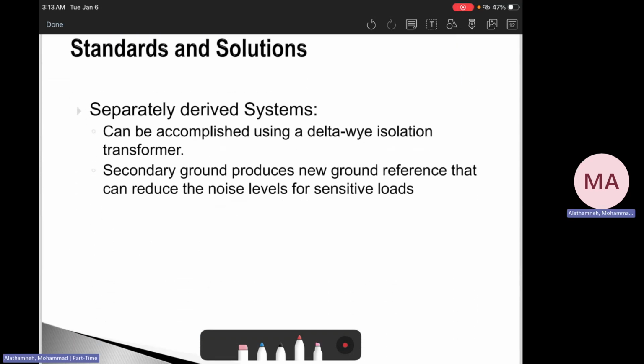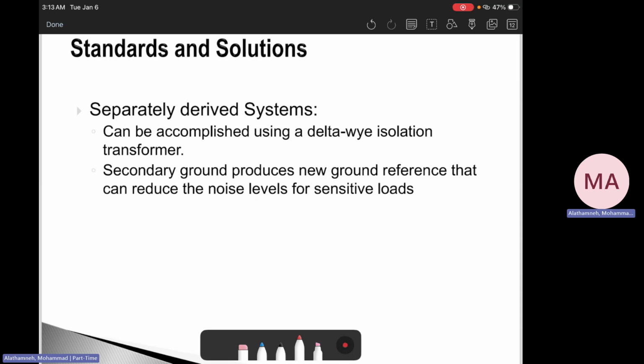Separately derived systems. A separately derived system means you intentionally create a new source, often via an isolation transformer with a delta-Y transformer. The delta side can block certain harmonics and zero sequence currents. The Y side provides a new neutral and new grounding reference at the secondary. Then you can bond neutral to ground at the secondary as appropriate for the derived system.